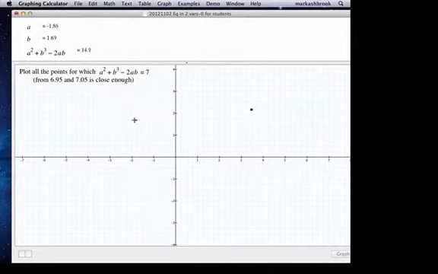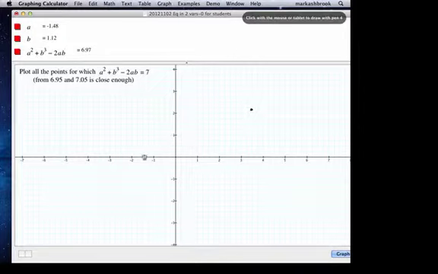Maybe there's one over here. Let's see if we can find one over here. Okay, I found another one. I got 6.97. That's close enough. Now I'm going to go to my graph paper, and I'm going to go to negative 1.48 and 1.12. Boom. I'm going to plot that point.